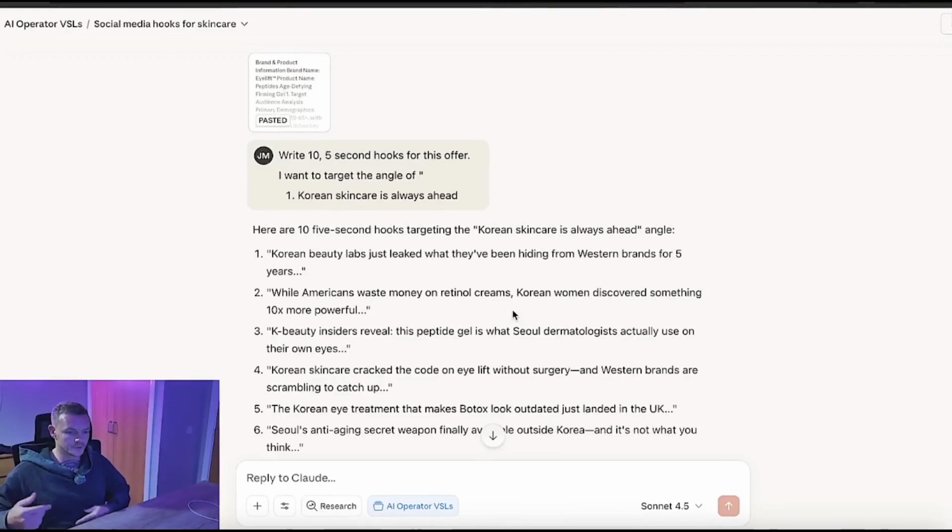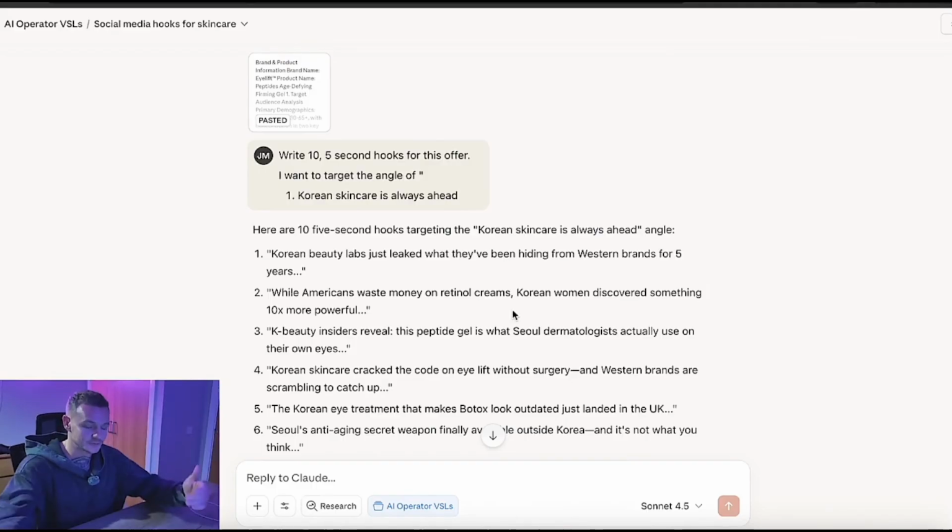Right, in this lesson we're going to be talking about VSL hooks, arguably the most important part, because if nobody watches past the first 3 to 5 seconds, they're not going to buy.